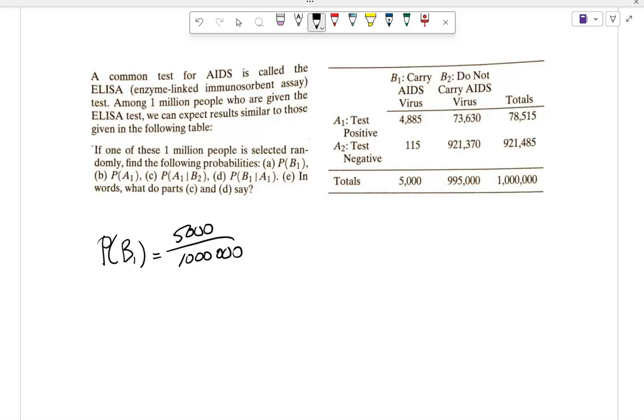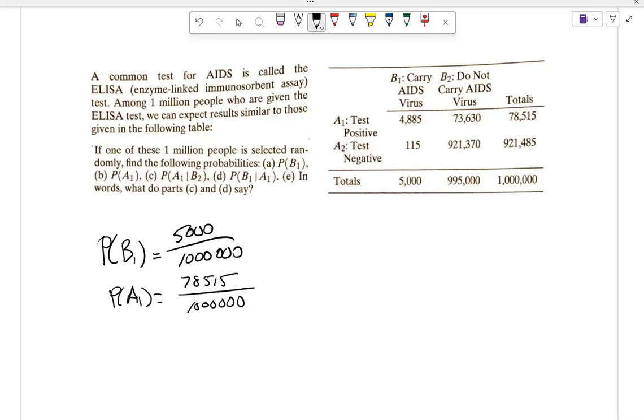All right. So you can do the same thing for A1, right? What would be the probability for A1? Good. Everybody okay with those two? Looking at the totals? All right. So let's do a couple of the conditional ones here.